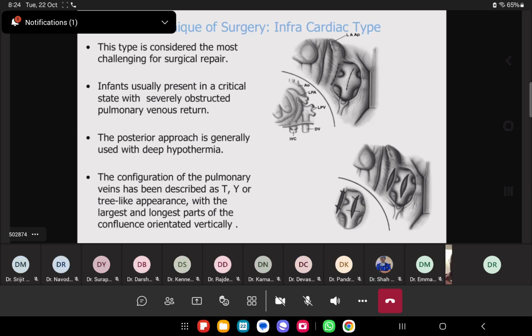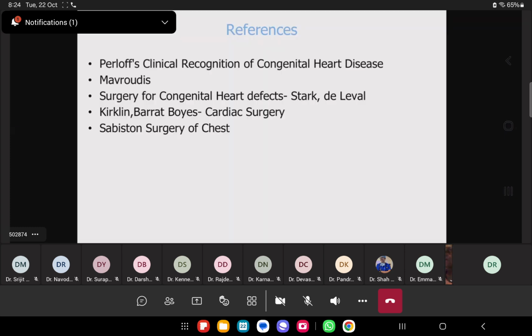What are the books you read? Can you go back to your references? I think the surgical aspect would be better seen in that. I've taken from Mavroudis, surgical aspects. No, Stark and de Leval. You should also read Richard Jonas's book for further complications and other things. Yes, Richard Jonas's Comprehensive Cardiac Surgery has come. He's got a new book. It is available on your ClinicalKey. Okay, sir. A very good book, actually.